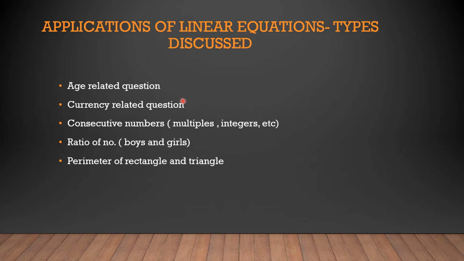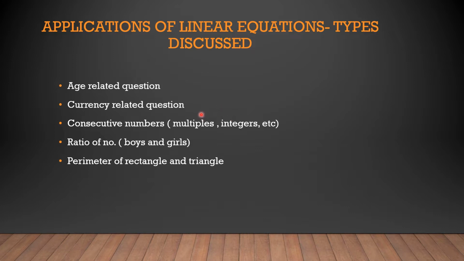Then we saw questions on currency, in which the number of notes was given to you as well as the value. So one thing is used to form the equation and one thing is used to form the assumption part. We have all understood these things. Then we saw the concept of consecutive numbers, like the multiples of 8 question we did, the multiples of 11 question we did. Similarly, we did integers also. In all these, we tried to find the pattern.